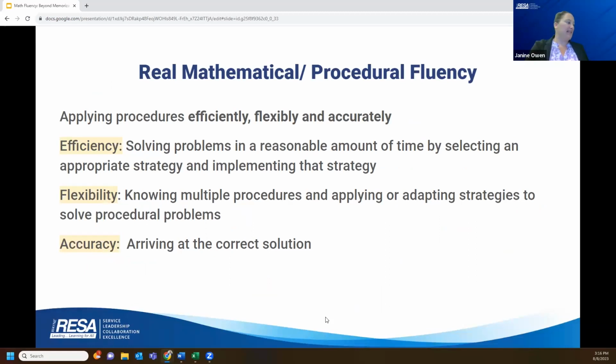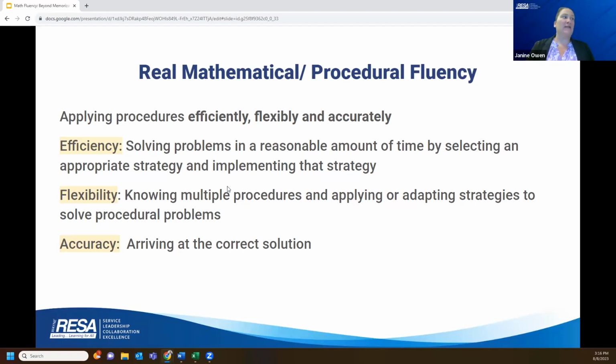So diving into more of this definition of what is real mathematical or procedural fluency. When we talk about mathematical fluency or procedural fluency, those are interchangeable, but it just means that students are able to apply procedures efficiently, flexibly, and accurately. And so now what I'm going to do is describe for you some actions that students will take if they are showing that they are fluent mathematically.